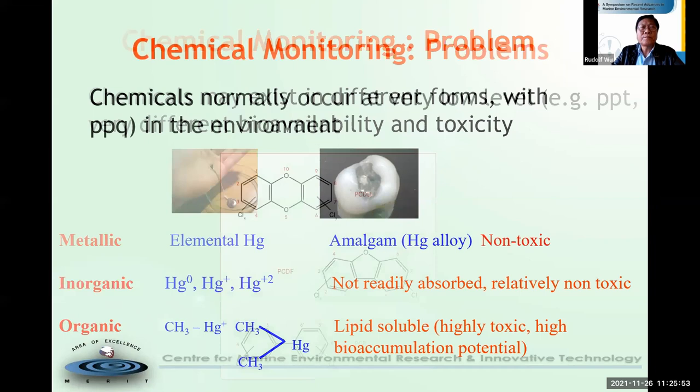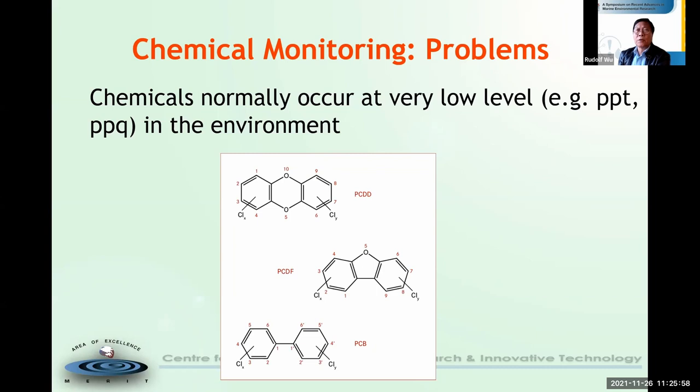Now, the other example is organic pollutants, what we call persistent organic pollutants, or POPs. The most obvious case is dioxin and dibenzofuran. These chemicals occur over very large areas of the world. However, when you collect a water sample to measure them, they are in very low concentrations, parts per trillion, and some pollutants in parts per quadrillion.